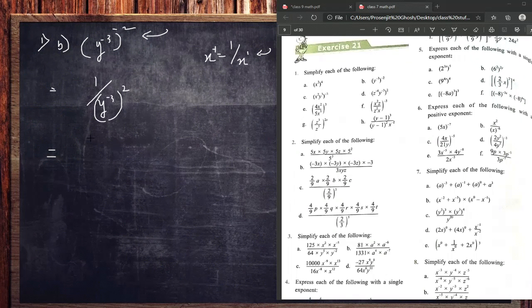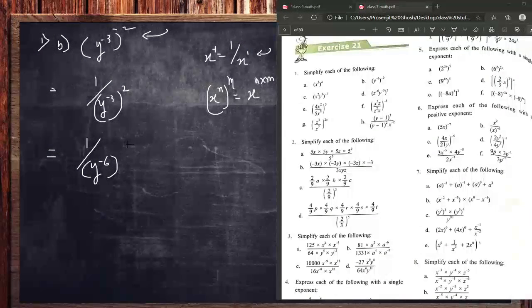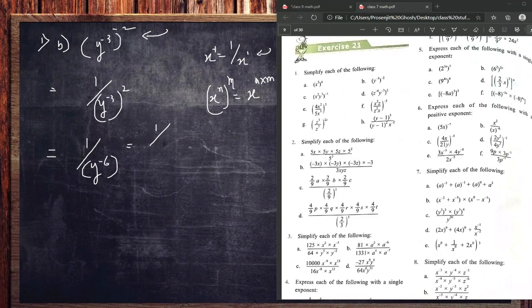Now it will come as x to the power n whole to the power m, and that is the formula for multiplication of powers, n into m. So I will do that. It will be minus 3 into 2, that will be minus 6. Again you can see that y to the power minus 6 is there. We have to make it positive, so if you flip it, you will get the answer as y to the power 6. That is all you have to do to simplify it. So we completed the first one.